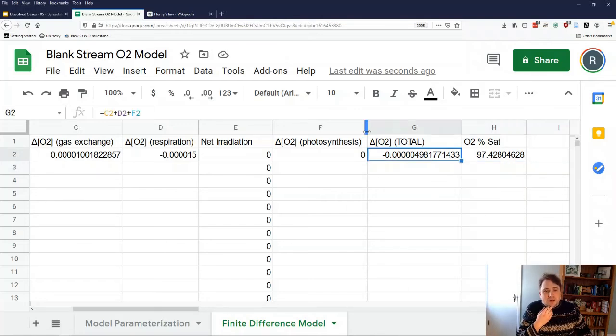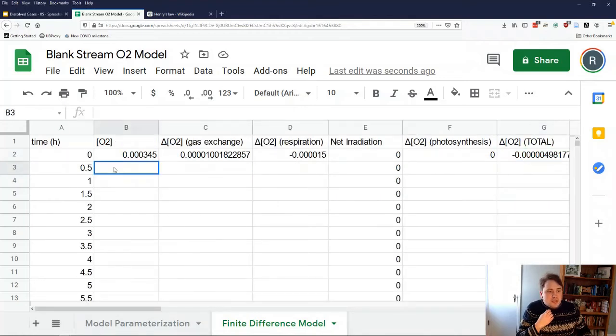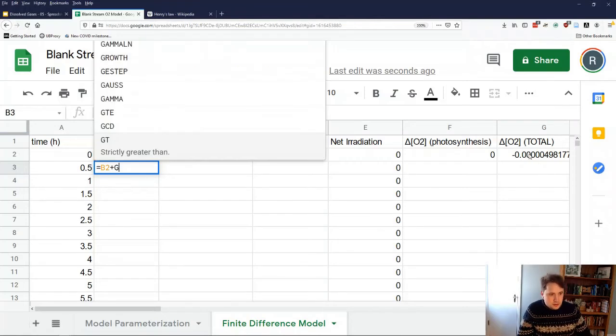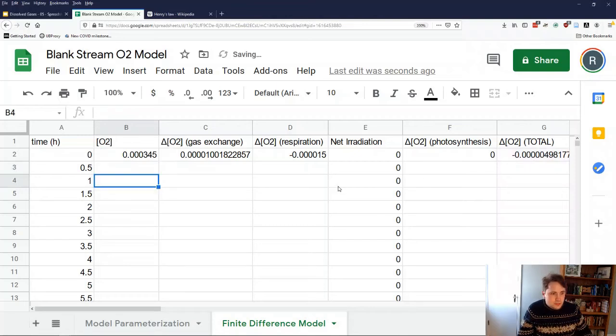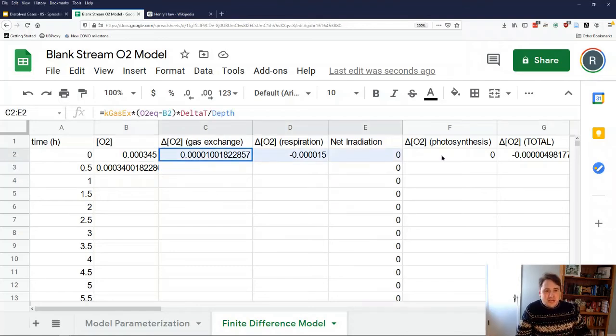Okay, now we've calculated this total change in oxygen over this time step. So now to get the oxygen concentration for the next time step, we simply say this equals our previous time step's oxygen concentration plus the change in oxygen over the last time step, G2. And enter, you have your next time step. Okay, we have completely set up the differential equation for one time step, and now it's just a copy-paste job.